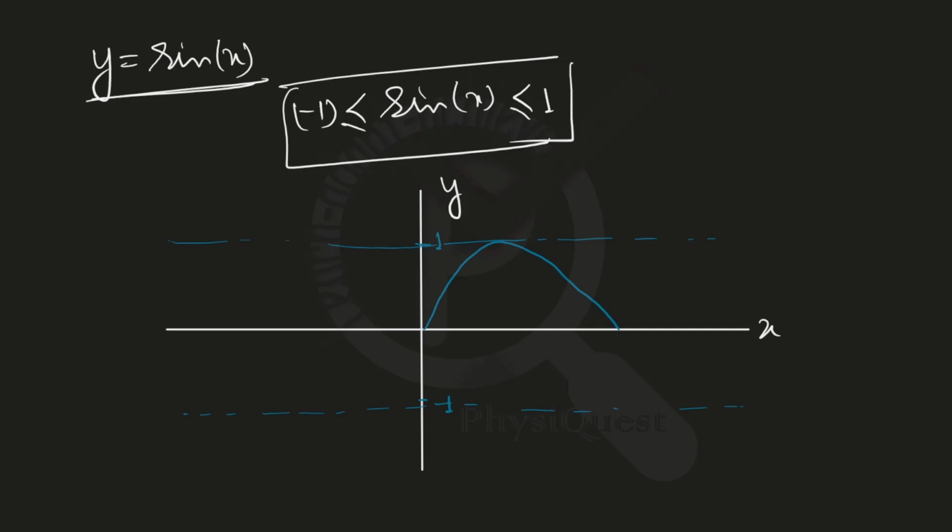You should try to remember all of this, whatever I'm saying now. And this is the graph of sine x. It will be properly sinusoidal, or wavy. So this is the graph.